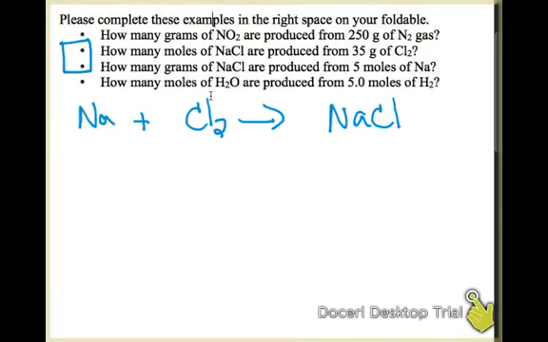So now I need to make sure my equation's balanced, which it's not. I have 2 chlorines on the left, only 1 on the right, so I need to add a coefficient right here, which also changes my sodium, so I need to balance my sodiums on the left side. Alright, so now I'm ready to do my stoichiometry. First step in every conversion is to write down what we're starting with, and we are starting with 35 grams of chlorine.